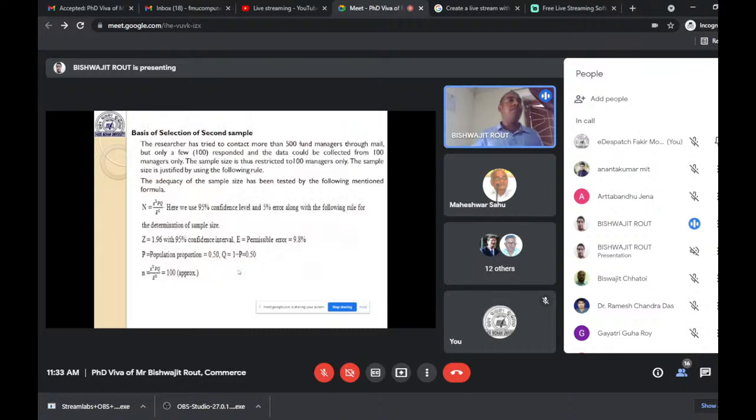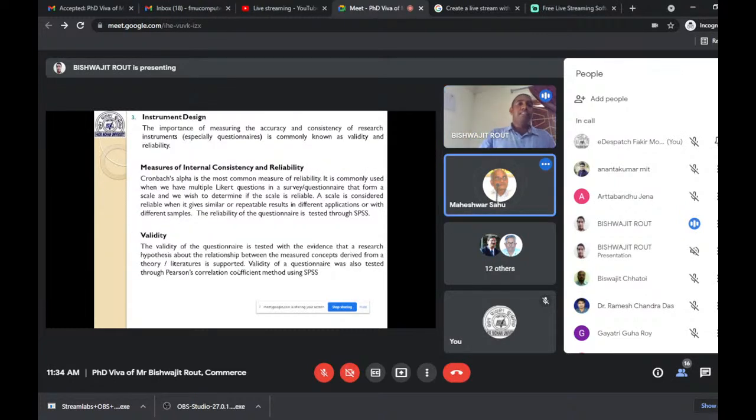On the basis of selection of the second sample, the researcher tried to contact more than 100 fund managers through mail, but only 100 respondents gave the data. So the sample size was restricted to 100 managers only. The sample size is justified using the rule that I have taken from S.C. Gupta's book, and after putting in the formula, the researcher found 100 samples can be taken into consideration for analysis. Then we come to instrument design.